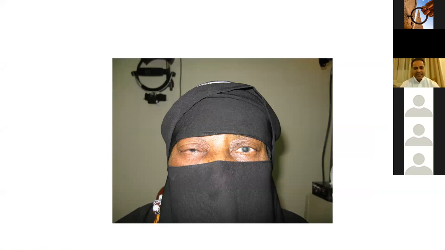Waleed, this lady came to the emergency room because of pain and redness in her right eye for almost 3 days duration. She's known to be diabetic. Control of the blood sugar could be a little bit better. Otherwise, she's okay. So I can see proptosis of the right eye with some conjunctival injection.